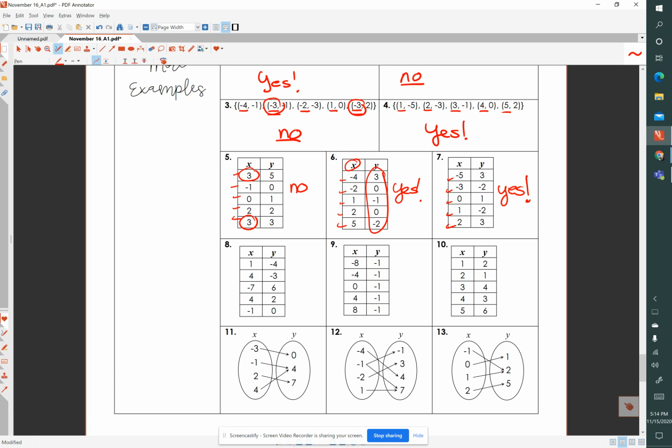So let's look at number 8. We'll look at the x values. I have 1, 4, -7, 4, -1. I have a repeat. So that means no, not a function. Number 9. My x values are -8, -4, 0, 4, 8. All good. Doesn't matter if I have the same y value. Yes, that is a function. And number 10, my x values are 1, 2, 3, 4, 5. So that qualifies as a function.